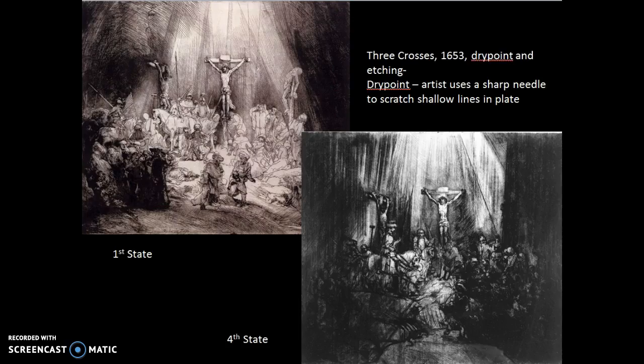Rembrandt sought to supplement his income by making prints. He made etchings on metal plates, kind of like Dürer. The earliest ones date to 1627. A decade later, he began experimenting with making additions to these compositions with the dry point technique. Dry point is when the artist uses a sharp needle to scratch shallow lines in a plate. He sought to exploit this medium to its full extent.